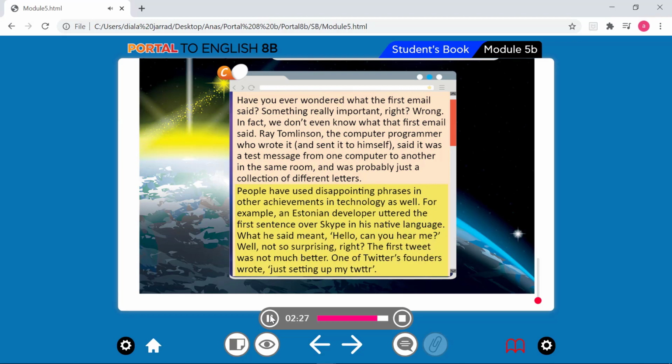People have used disappointing phrases in other achievements in technology as well. For example, an Estonian developer uttered the first sentence over Skype in his native language. What he said meant, "Hello, can you hear me?" Well, not so surprising, right? The first tweet was not much better. One of Twitter's founders wrote, "Just setting up my Twitter."